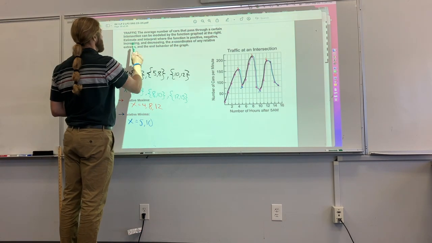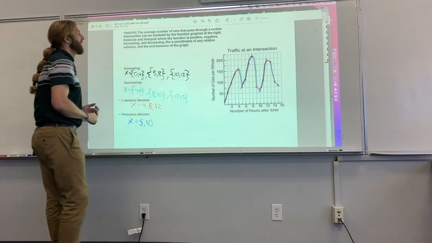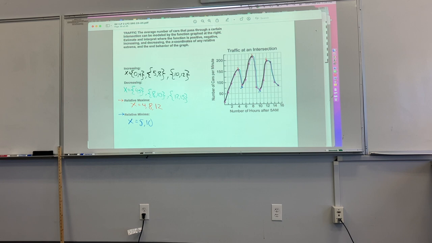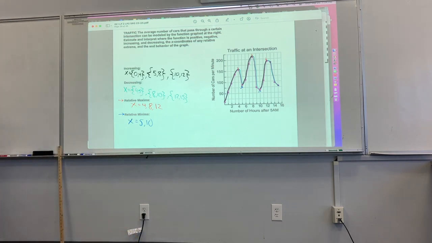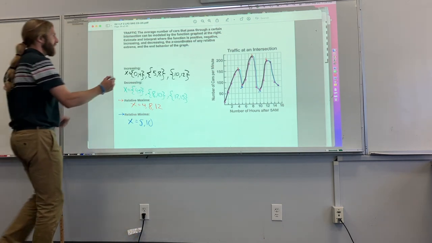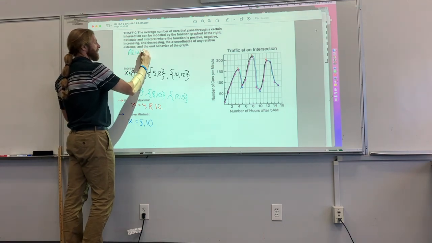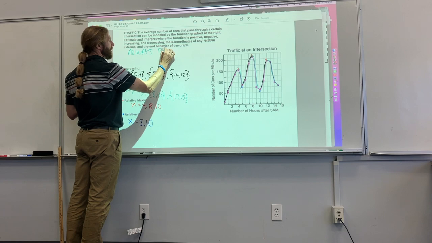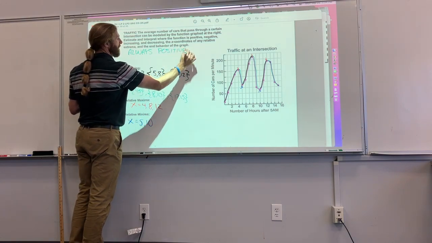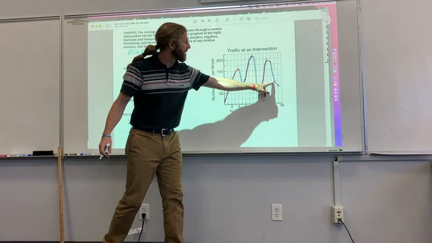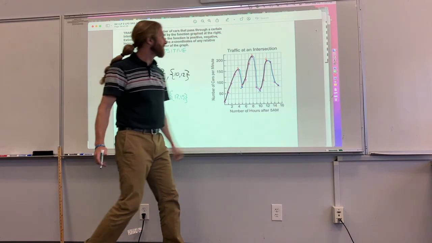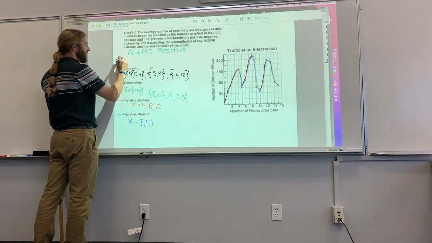Estimated interval where the function is positive, negative, increasing, decreasing, and the x-coordinates of any relative extreme and any behavior of the graph. So we didn't actually list all the things here. We didn't say where it's positive or negative, but we never go below the lowest bar there. So it's always positive. And the final end behavior of the graph, look where it terminates, it's descending. So end behavior is a decrease.